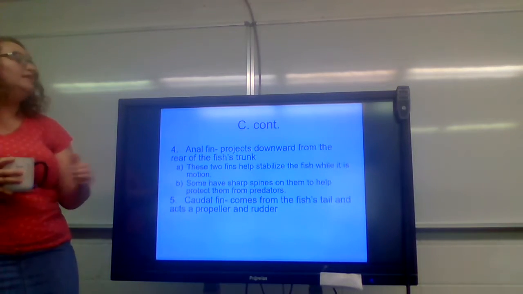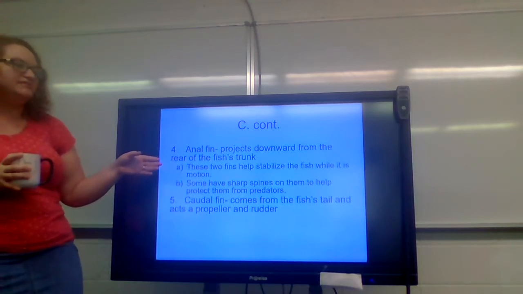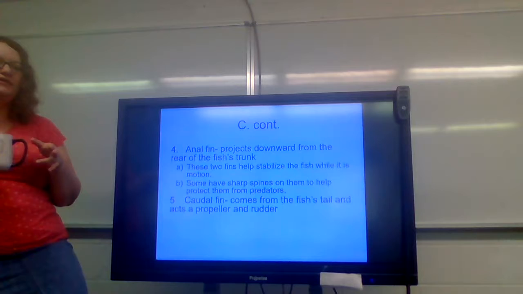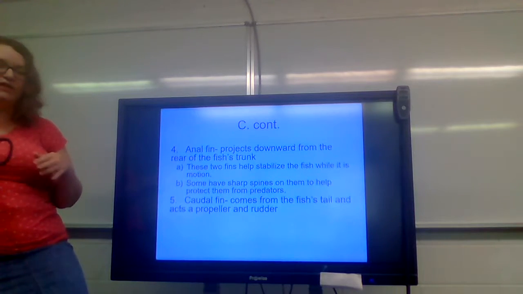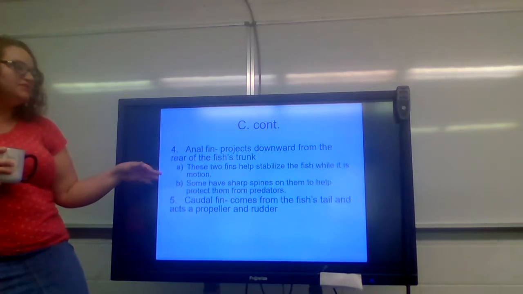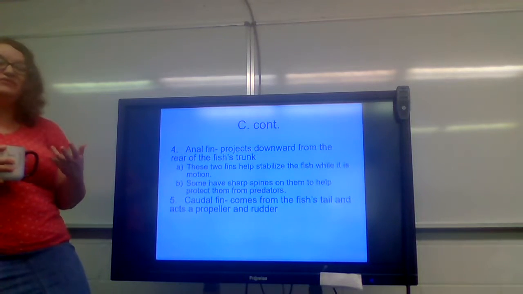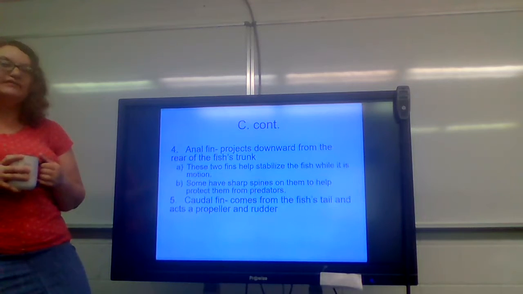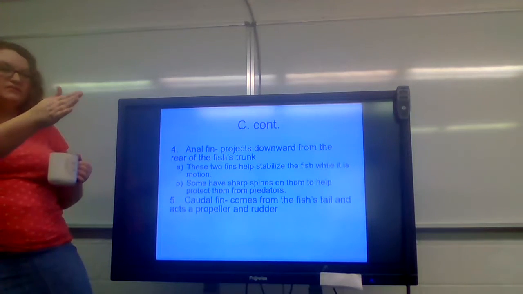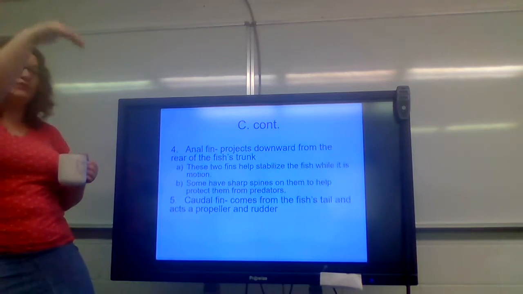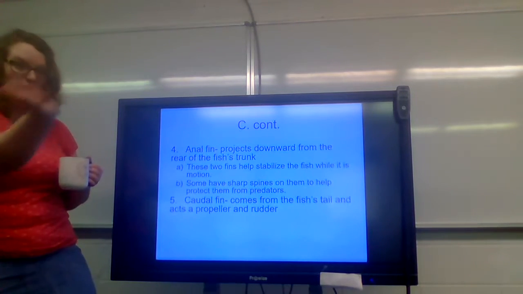The anal fin. These are interesting because the anal fins come down from the back of the fish, okay? And what these do is they help stabilize the fish while it's in motion. Basically, they're the balance system for the fish, okay? So as the fish is swimming through the water, so it can stay in a straight path, that's what those anal fins do. It keeps it from going all over the place as it's swimming through the water.